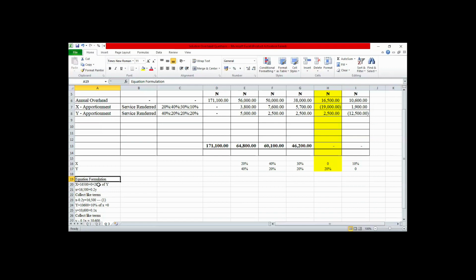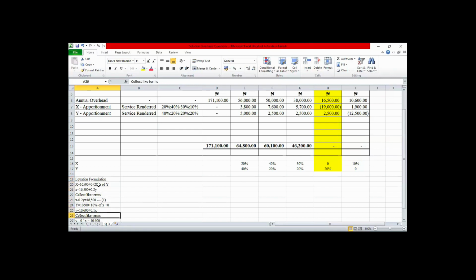Those ones that are related should be collected, brought together. Then we bring together all the unknown numbers. What are the unknown numbers? We have X and we have Y. Then we bring them together. We now say X minus 0.2Y equals 16,500. That was how we got equation 1.